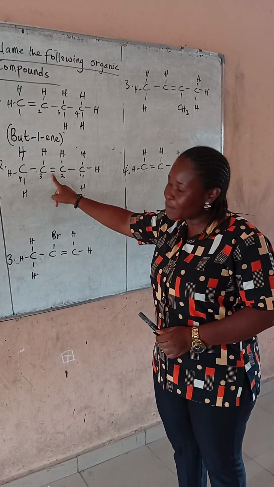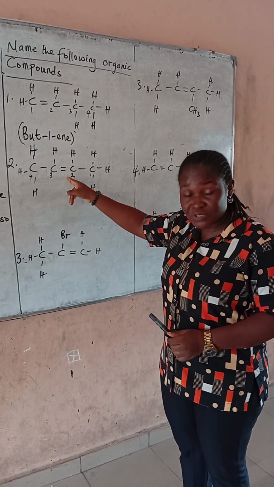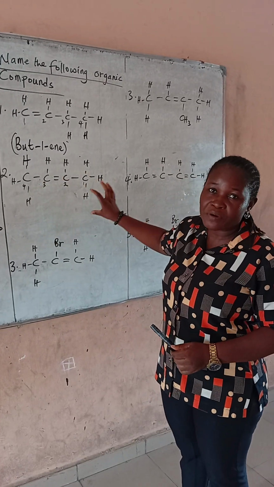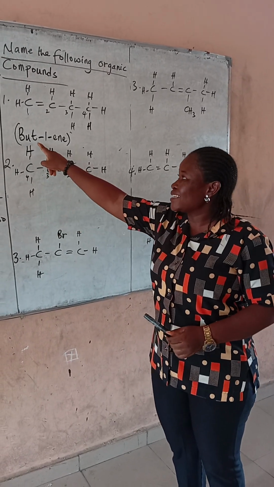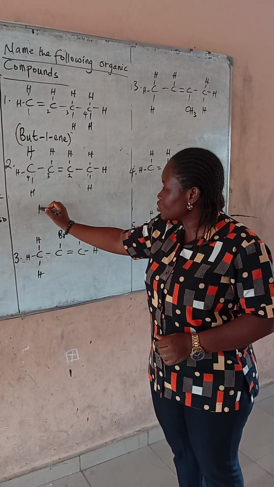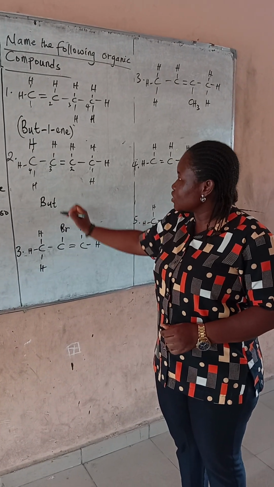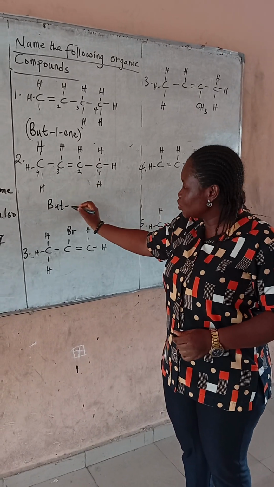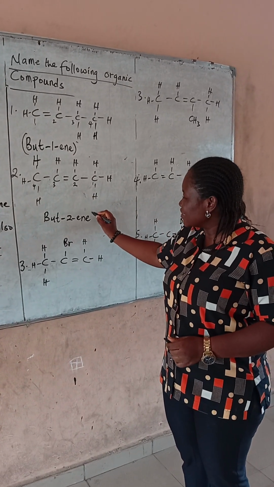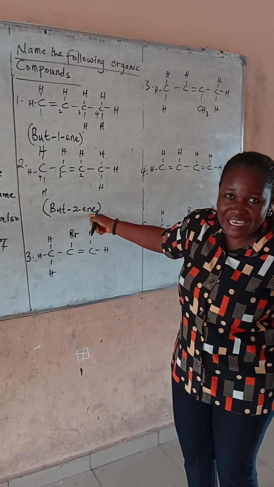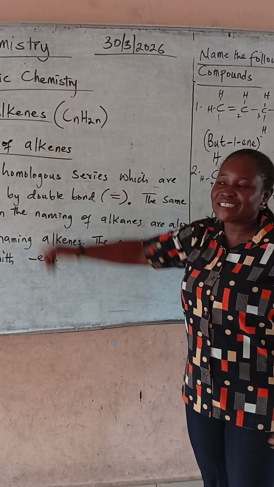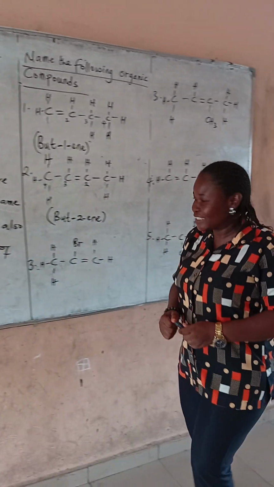So being at number 2 position, I mean the functional group now, I will have a total number of 4 carbon atoms. We are still expecting a but. But now, which of the buts? Is it but-1? No. It is at carbon number 2, so it becomes but-2-ene. Remember, it is ending with ene because we are dealing with what? Alkenes. Are you following, students?